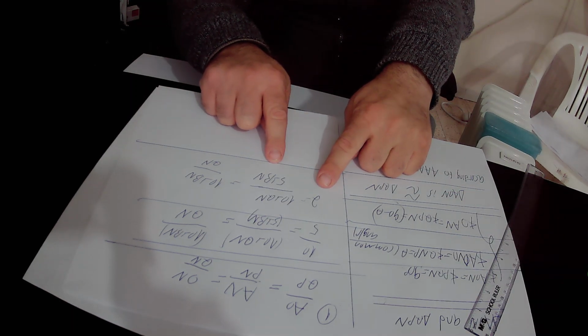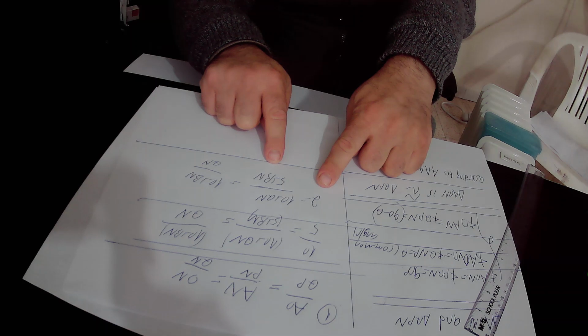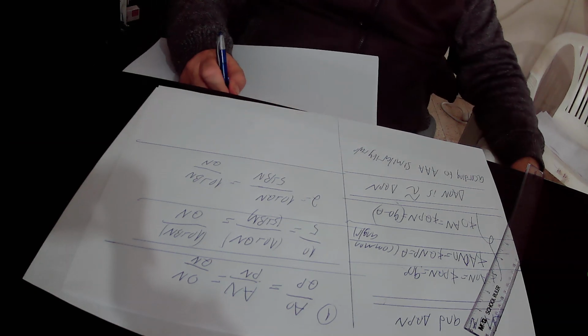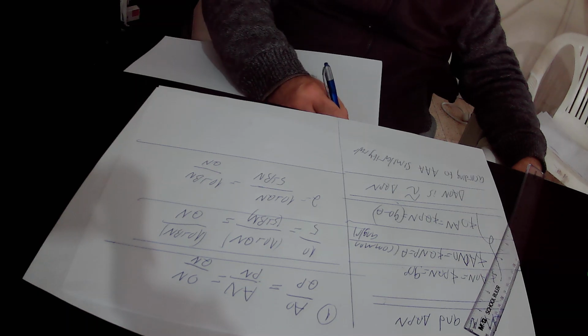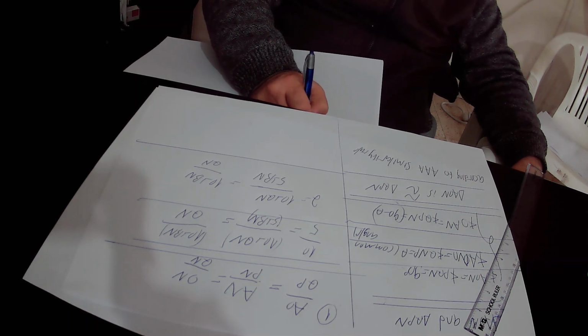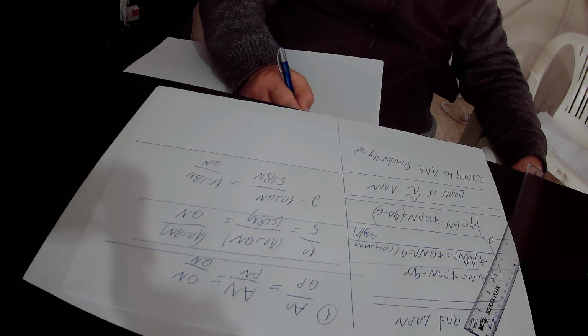Those two sides are equal to each other, so we create equation number 1 from those two sides that are equal to each other. So according to equation number 1, we get that 2 equals 10 plus Qn over 5 plus Bn.